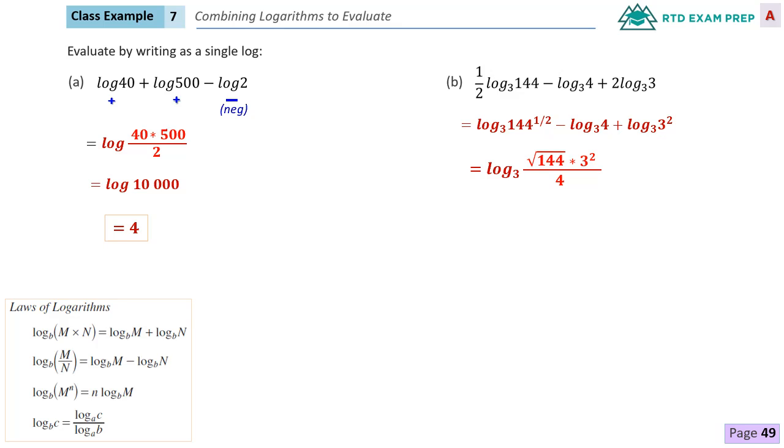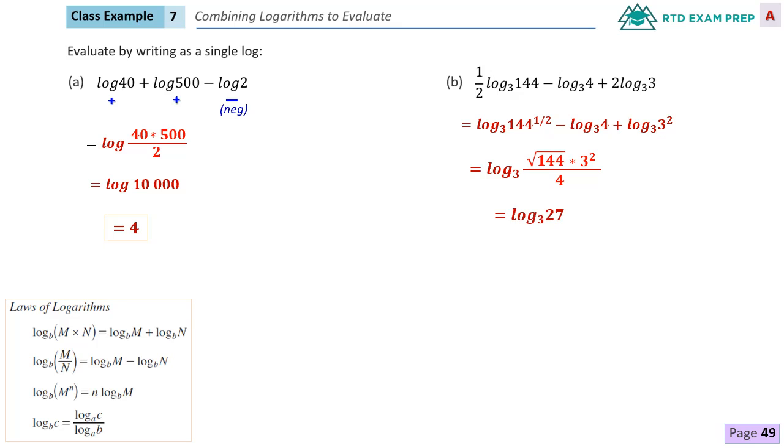Students sometimes make the error of reading this as the argument of the first divided by the argument of the second times the argument of the third, meaning they put both the 4 and the 3 squared in the denominator. We want to identify each term as being positive or negative, and then, according to that, place its argument in the top or bottom. So because log base 3 of 144 to the half was a positive term, and log base 3 of 3 squared was a positive term, those two arguments appear in the numerator.